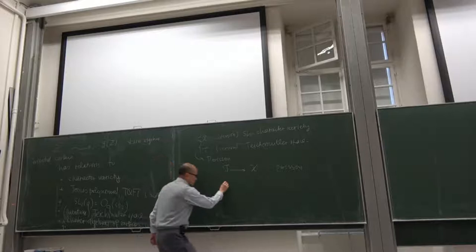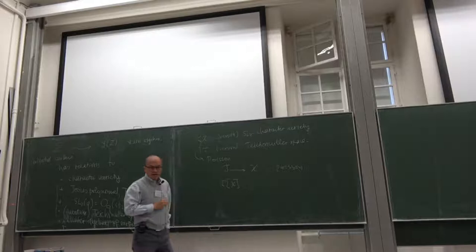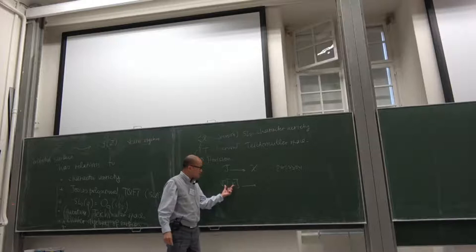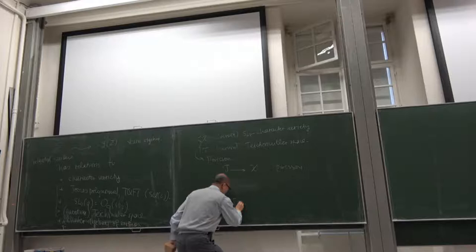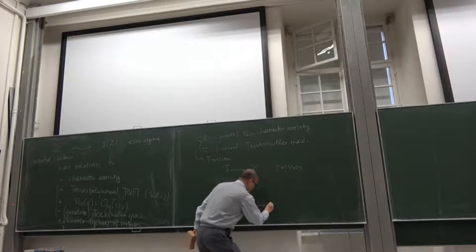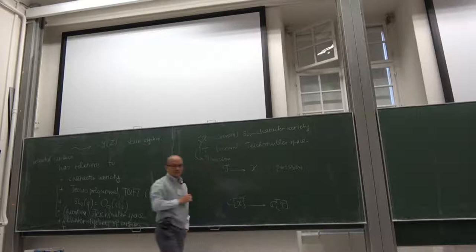So dually, each of these is an affine algebraic set, an algebraic variety. So you have a map from the space of regular functions on the character variety into the space of regular functions on the Teichmüller space. And this map is a Poisson map, just due to this one here. Okay.